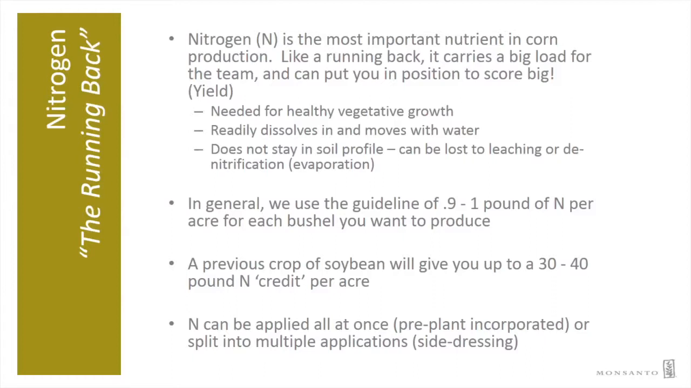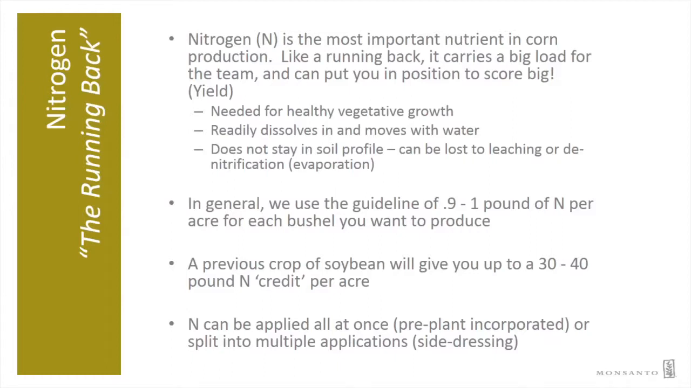A general rule of thumb that we tend to go by is usually we go from anywhere right around that 0.9 to 1 pound of N per acre for each bushel of yield goal that you want. So for instance, if you're shooting for a 220 bushel yield goal, 0.9 pounds of that yield goal would be about 198 pounds.